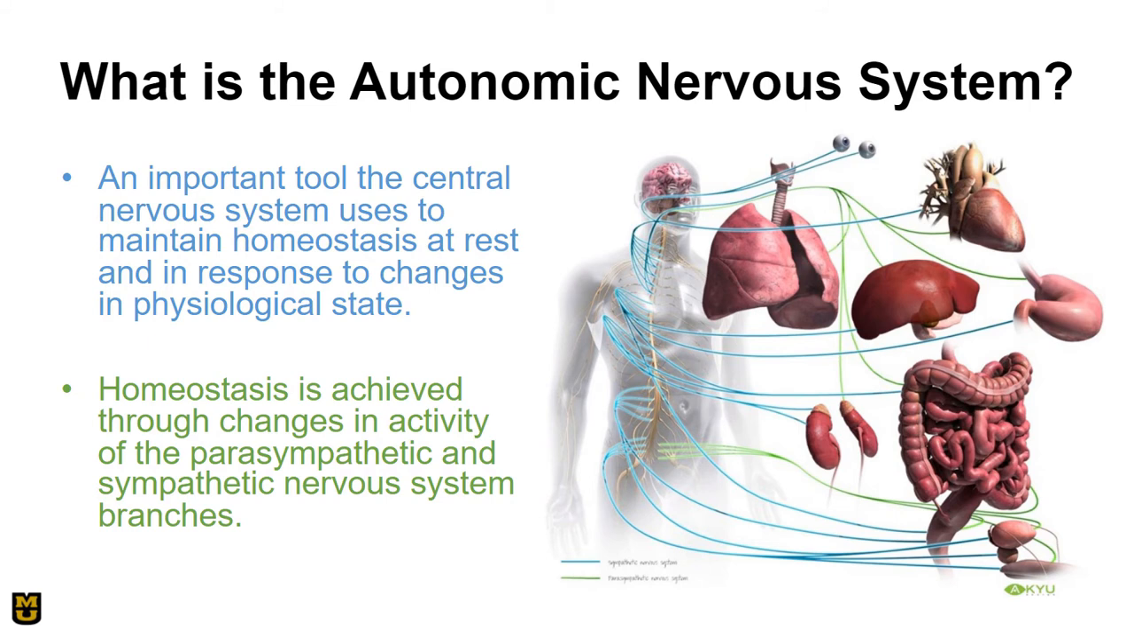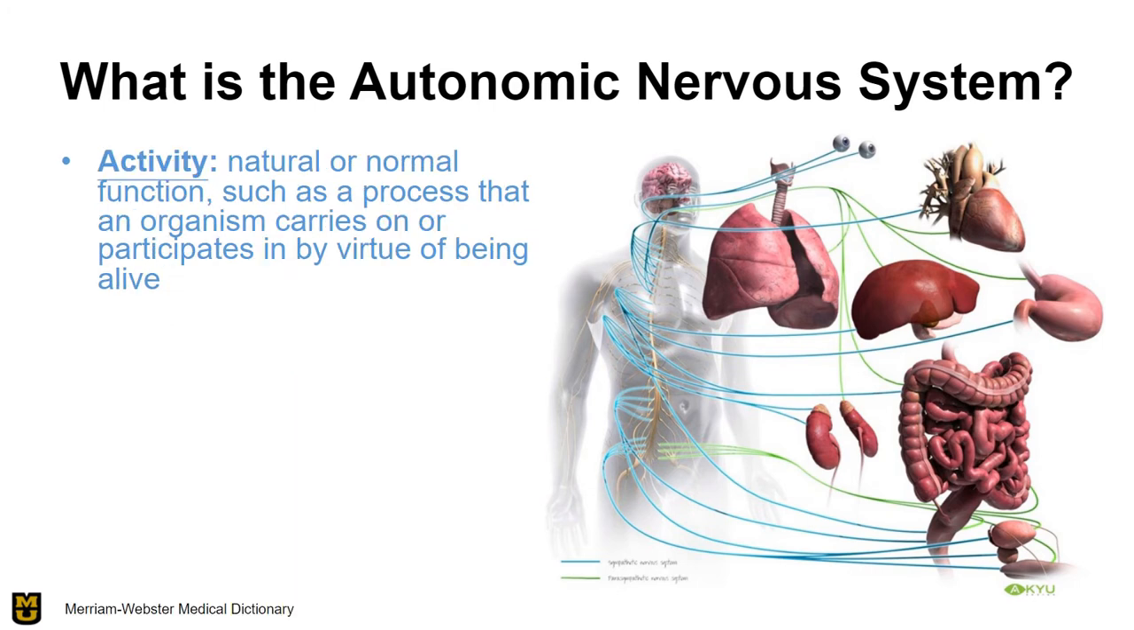So really, what is the autonomic nervous system? It's an important tool, like I mentioned in the previous slide, that the central nervous system can use to maintain homeostasis. Because of this, you could just be studying your participants at rest, or you could also examine the response to changes in physiological state or stress. This homeostasis is achieved through changes in activity of both the parasympathetic and the sympathetic nervous system branches, like I mentioned in the previous slide.